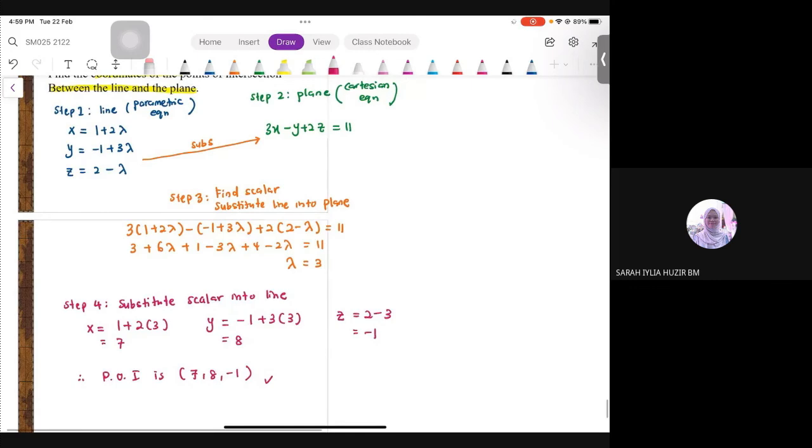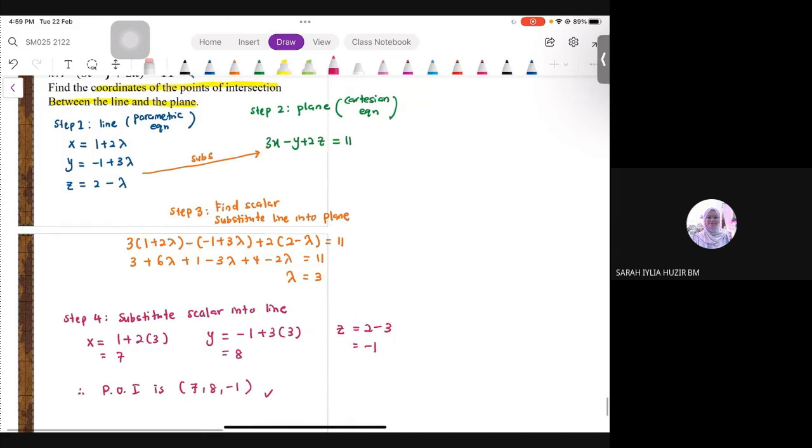Alright, so here are the full steps. So I just summarize it back. Remember, in order to find the point of intersection, step number 1, we must prepare the line in the form of a parametric equation. And then step number 2, we must prepare the plane in a Cartesian equation. After that, just straight away substitute the line into the plane in order to find the scalar. Once we solve that, substitute the scalar back into the line equation so that we may find the value for x, y, and z. Automatically, that will be the point of intersection between line and plane.